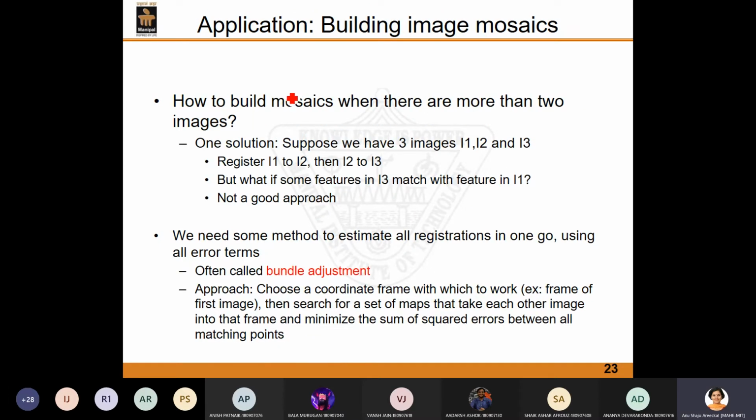Okay, so in the previous case, what we considered was finding the transformation of two images and doing an image mosaic. Now, what if you have more than two images? How do you do it for multiple images together? When it is two images, it is very easy. You just have source and target, and you just try to find out the corresponding points between these, and we try to find the correspondence.